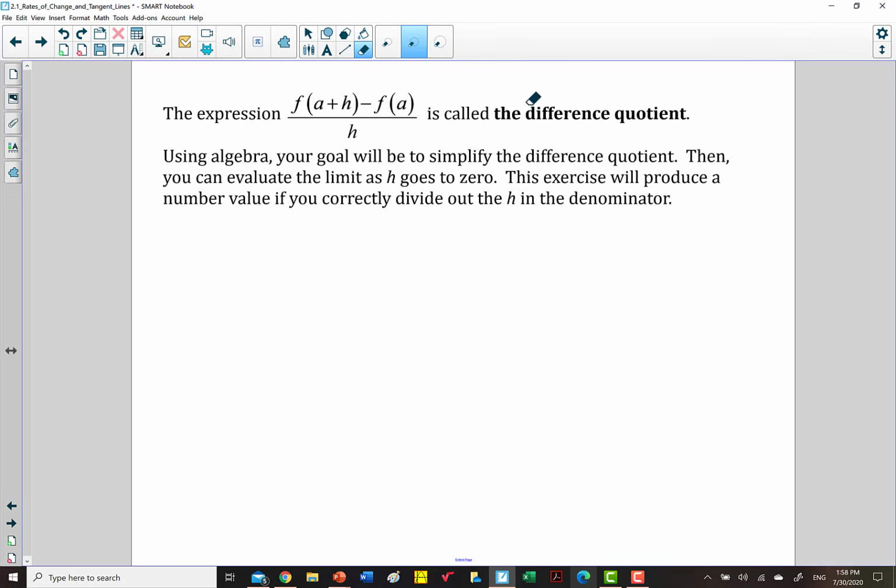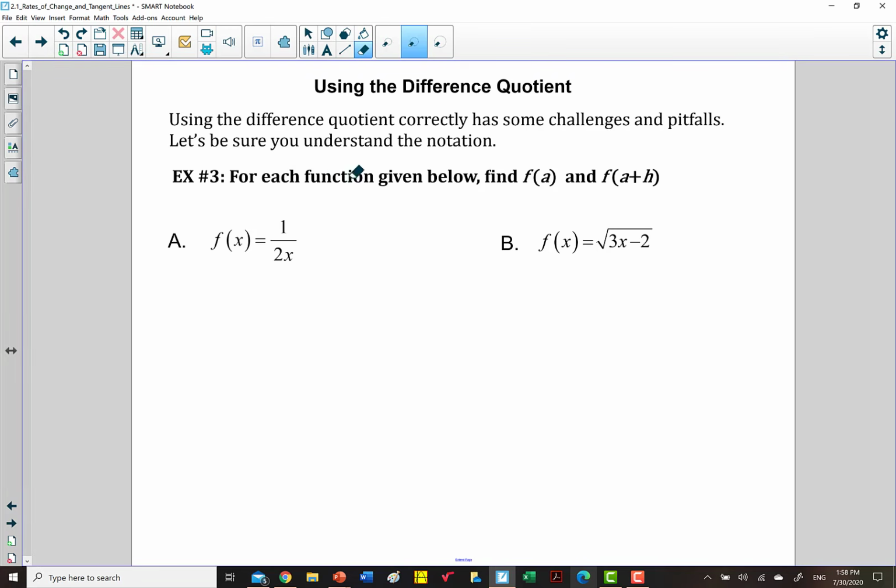That's the big idea, using the difference quotient and the properties of limits. That's the big idea to finding the tangent line or the derivative. Now, here's 4 examples. I'll do one, you do one. We're just looking first at using the notation properly.